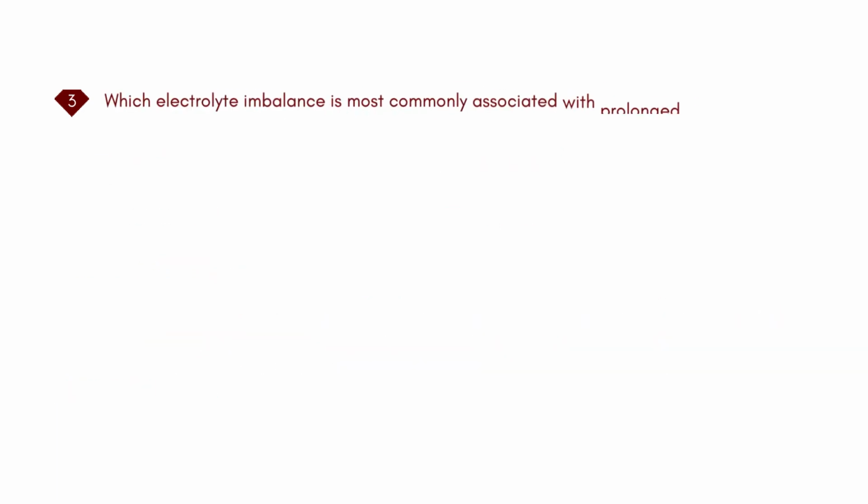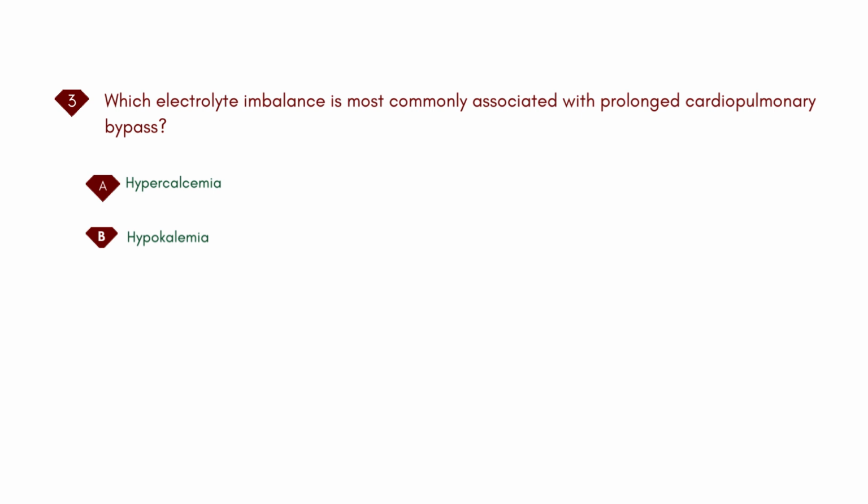Which electrolyte imbalance is most commonly associated with prolonged cardiopulmonary bypass? A. Hypercalcemia. B. Hypokalemia. C. Hypernatremia. D. Hypomagnesemia. Answer: D.